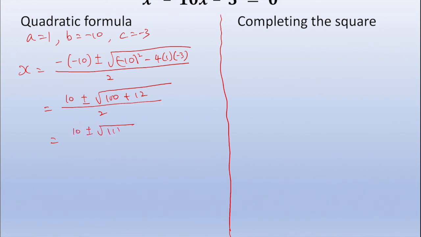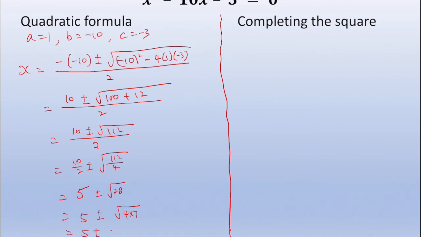Which is 10 plus or minus square root of 112 over 2, and that is 10 over 2 plus or minus square root of 112 over 4, which is 10 over 2 plus or minus square root of 28. Actually, that should be 5, not 10 over 2. So that is 5 plus or minus square root of 4 times 7, which is 5 plus or minus 2 square root of 7.